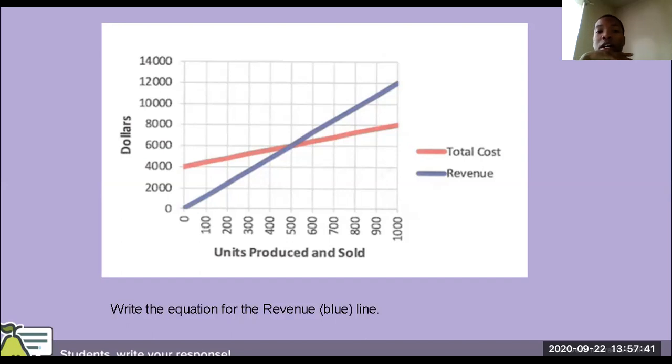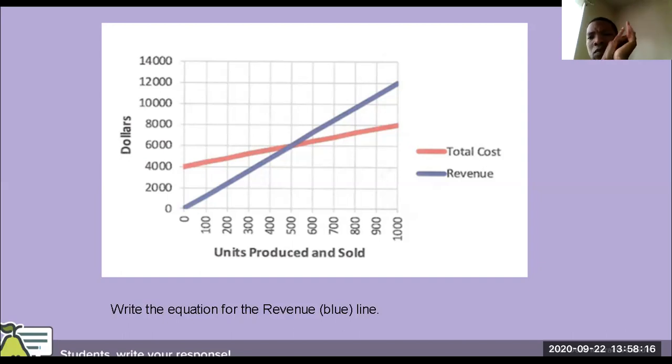But now we have to look at the axes. The x-axis is labeled units produced and sold, so that's talking about the number of PS4s that we're going to make and sell. And the y-axis is talking about dollars, so it's really looking at how much money we are getting. The purple line is the revenue. Did someone tell me what revenue means? And then the red line is the total cost. So we plotted 2 lines and they intersect at one point.